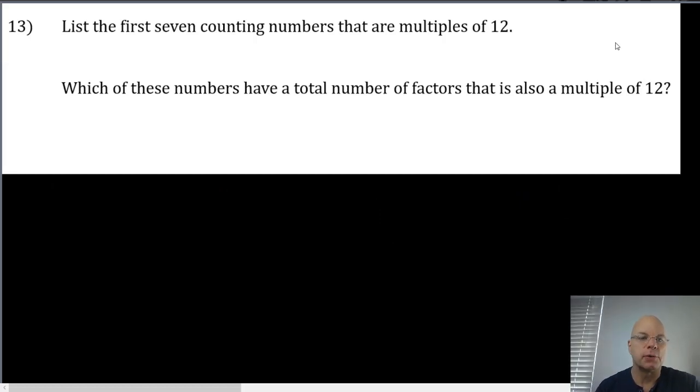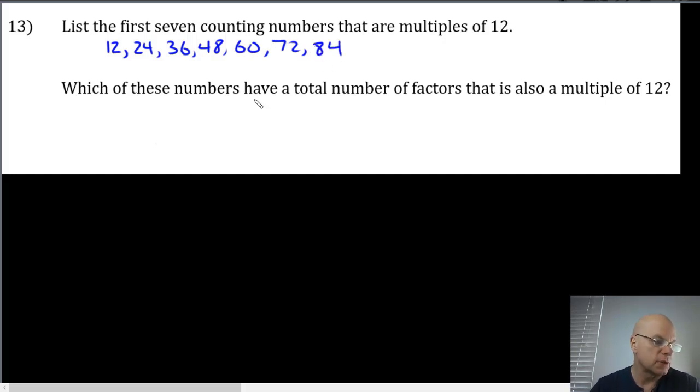Problem 13 on your review asks you to list the first seven counting numbers that are multiples of 12. Since we're talking about counting numbers, that would not include 0. 0 is a multiple of 12, but it's not a counting number. So the first multiple of 12 that is a counting number would be 1 twelve, which is 12. Then 2 twelves, 24. 3 twelves, 4 twelves, 5 twelves, 6 twelves, and 7 twelves. Those are the first 7 positive multiples of 12.